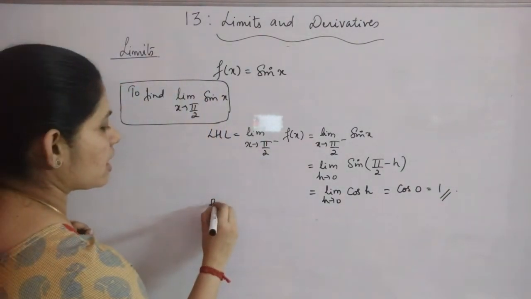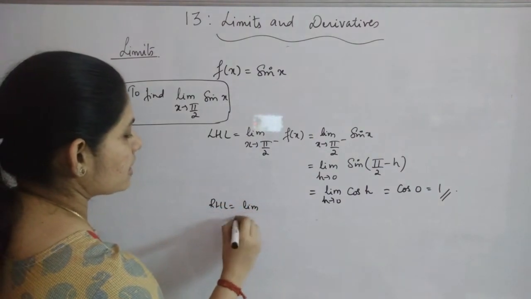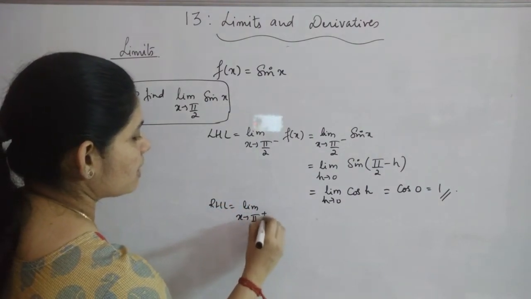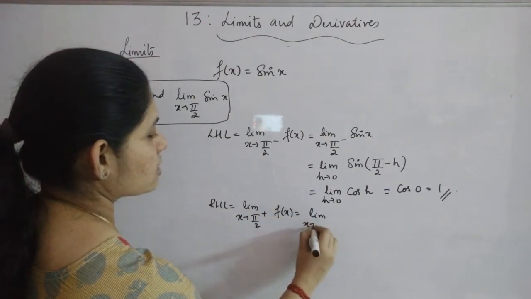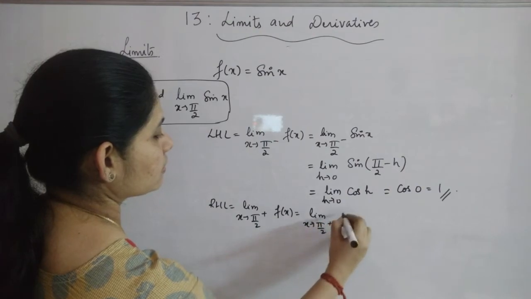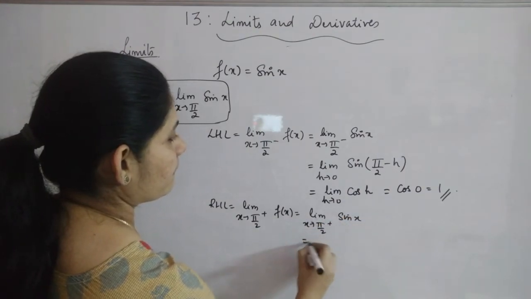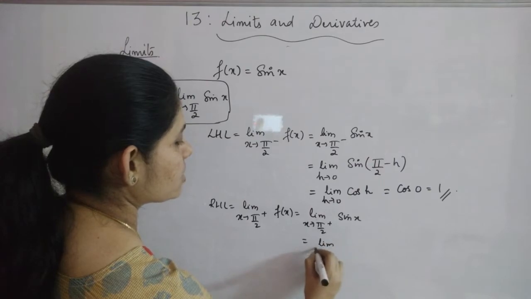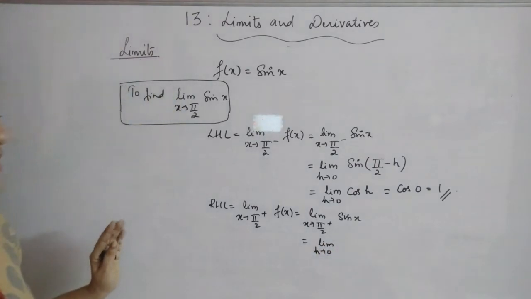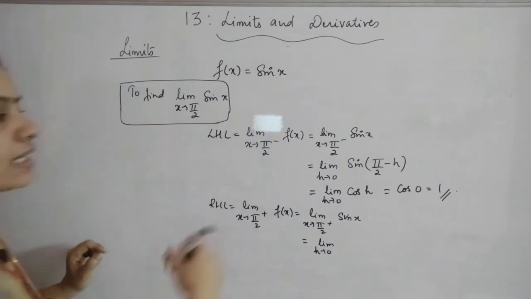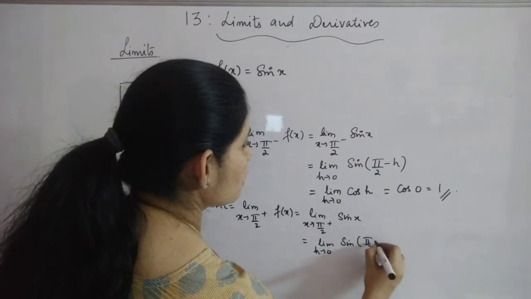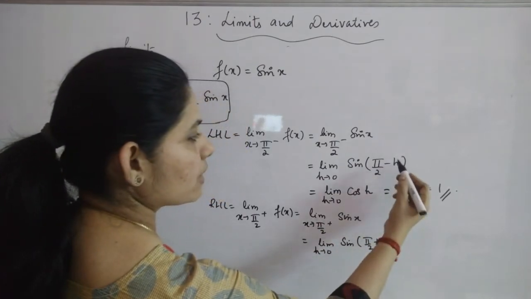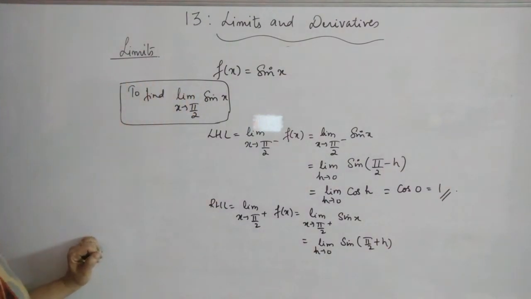Now we will find out what is RHL, which is limit x tends to pi by 2 plus f of x, which is equal to limit x tends to pi by 2 plus sin x. Now you just replace with h, that is, as x approaches pi by 2, h approaches 0, and the value of x will be replaced with pi by 2 plus h. So here it was pi by 2 minus h, here it is pi by 2 plus h.